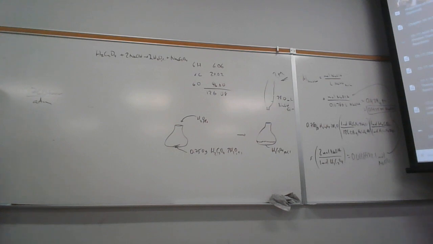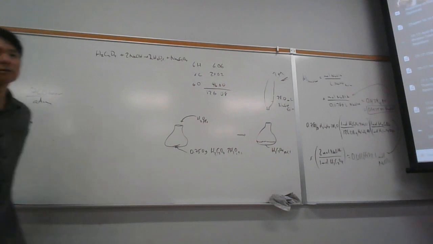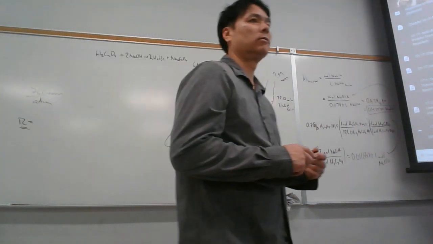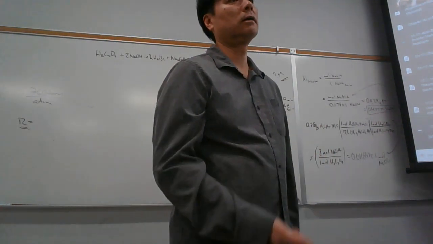You could do it by bar, but there's no need to do it by bar. Because do you have R memorized in terms of bar, or do you have R memorized in terms of atmosphere? So there's no reason to go to bar. If you had R memorized in terms of bar, then I would. And so I wouldn't. I don't know why I did that.